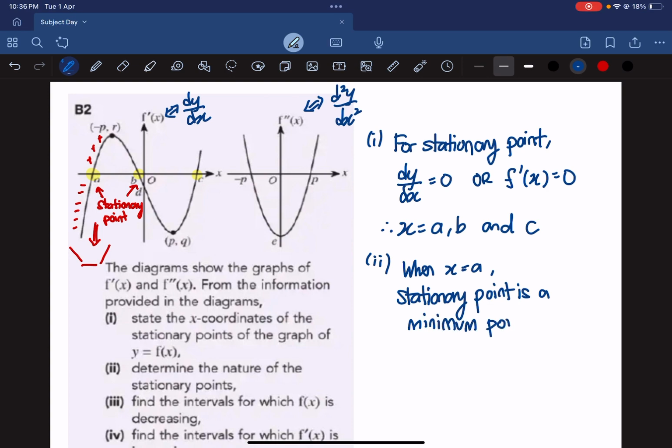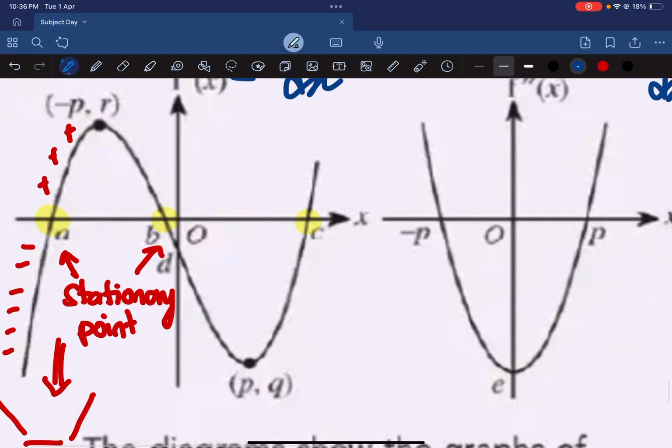Okay, we can do the same for the next one. When x is equal to B, I analyze this part of the graph now. This is my f prime x graph. Before B, f prime x is positive. After x is equal to B, it becomes negative.